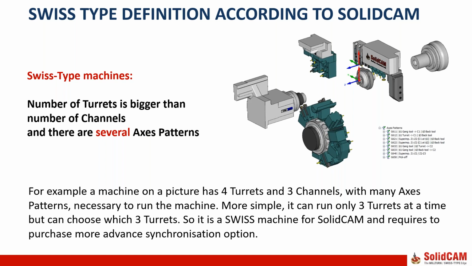So Swiss type machines typically have a different number of turrets and a different number of channels. It typically can be 4 or 5 turrets and only 2 channels. This still creates many combinations in using these turrets, but only 2 at a time. So this is the Swiss type definition, while Milton has only 1 axis pattern.